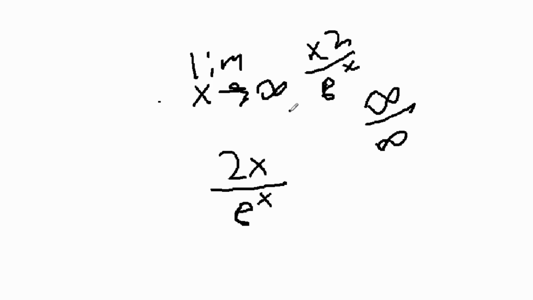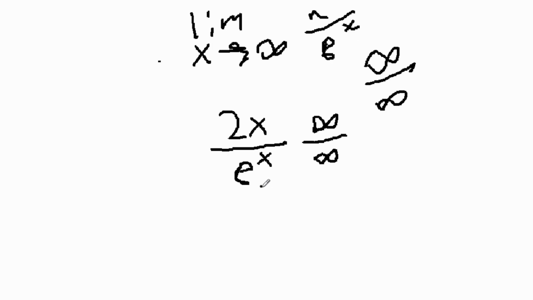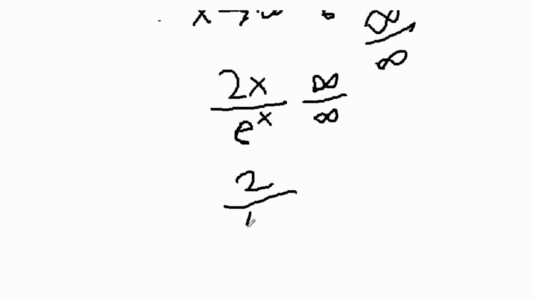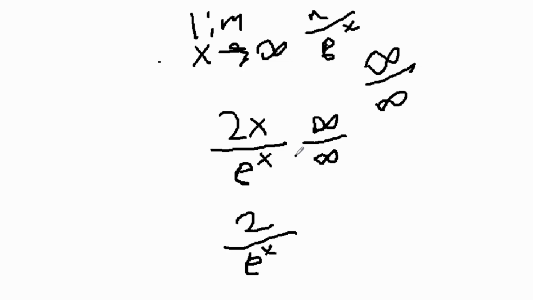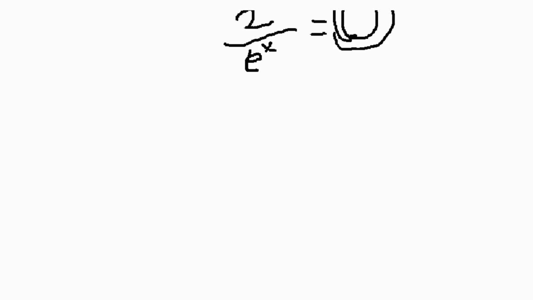Now, if you substitute infinity again, you still get infinity over infinity. So this is one of the cases in which you have to apply L'Hopital's rule multiple times. So if we apply L'Hopital's rule again, you should get 2 over e to the power of x. So now if you substitute infinity, your final answer will be 0. So the solution to this limit is also 0. Okay, let's try one more example.